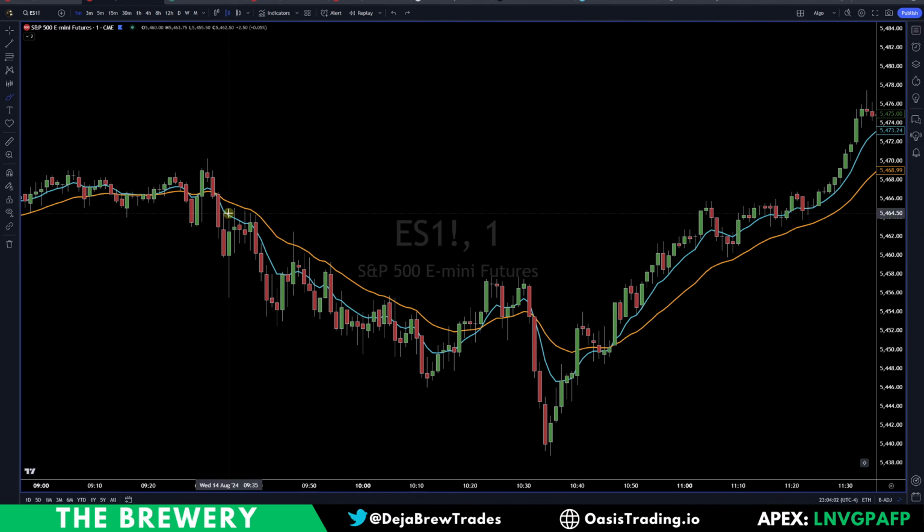Okay, so when you see stuff like this, where you see those breakdowns failing, and price is pulling back into that 24 EMA, we want to be focusing on trading pullbacks. We do not want to be focusing on trading breakouts, those breakdowns of the lows.